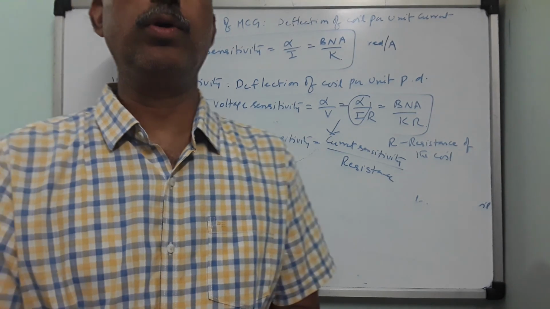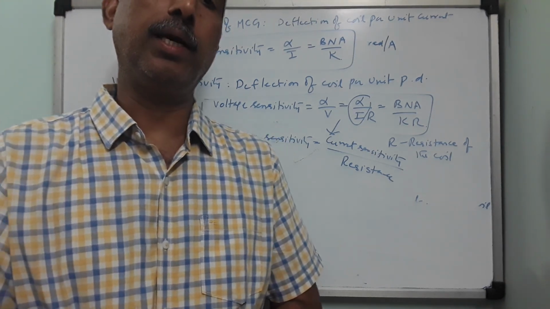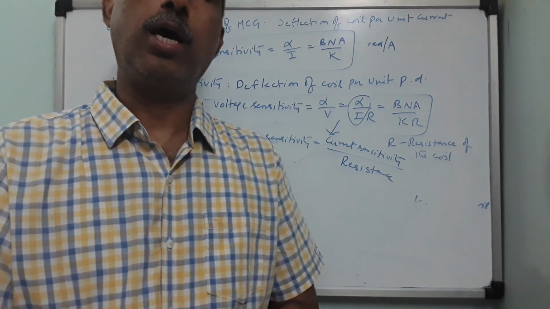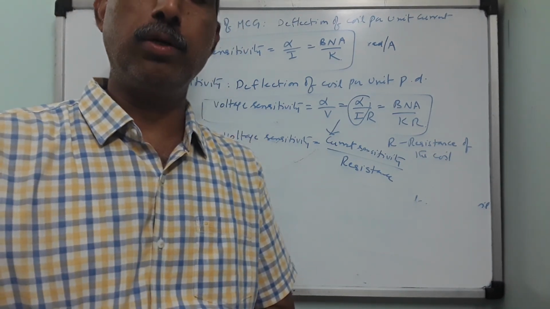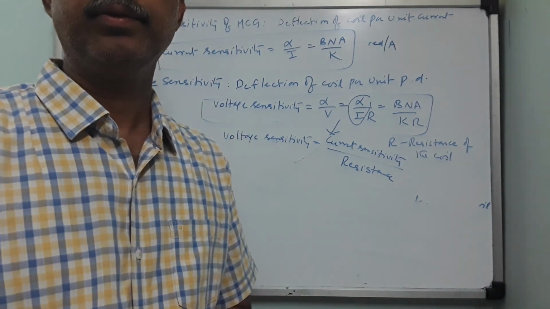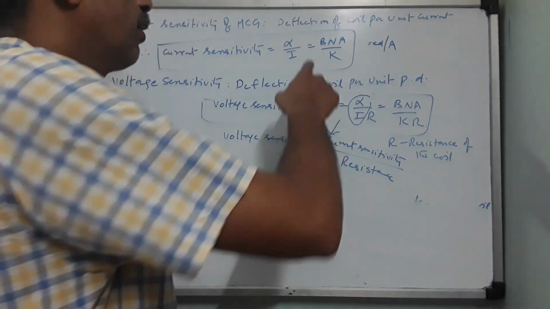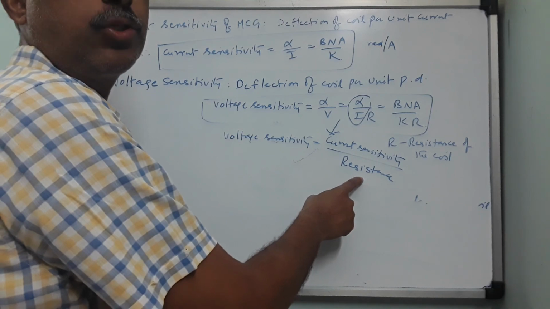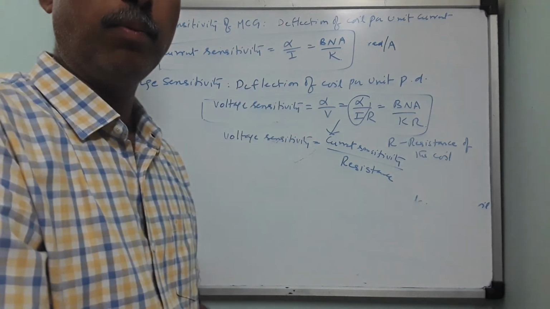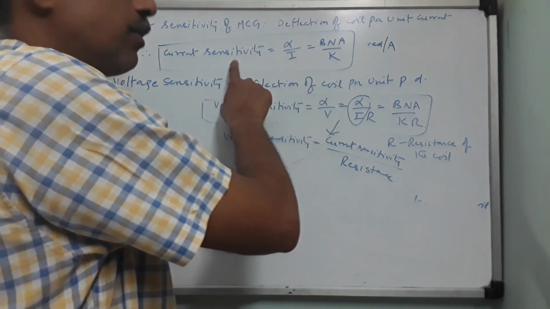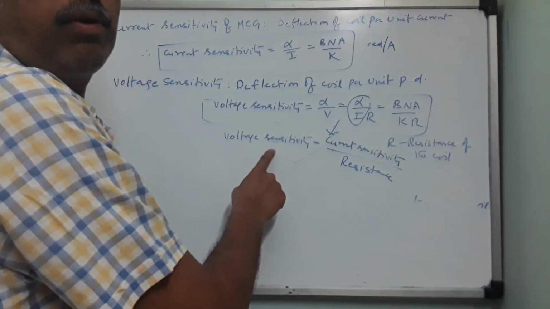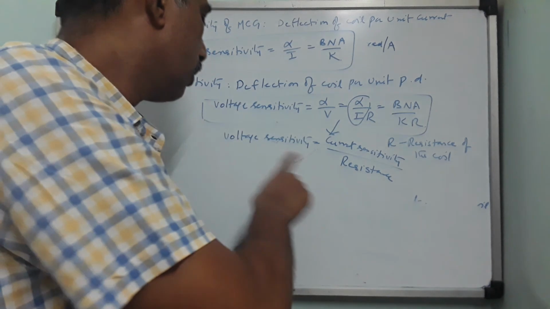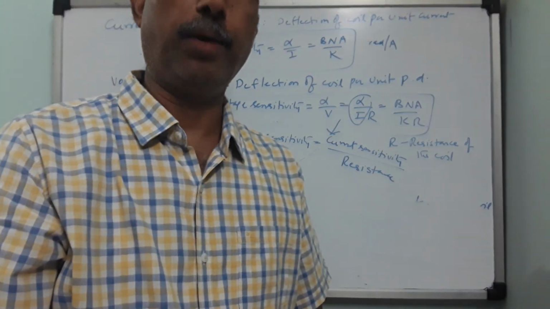So what to conclude, children, is it necessary that if there is an increase in the current sensitivity, there should always be an increase in the voltage sensitivity? Not always necessary. Sometimes only. If you make B double, obviously B cannot have any effect on resistance. So voltage sensitivity can be doubled. If B is doubled, current sensitivity will be doubled, voltage sensitivity will be doubled. But if N is doubled, current sensitivity will be doubled, but voltage sensitivity will remain the same.